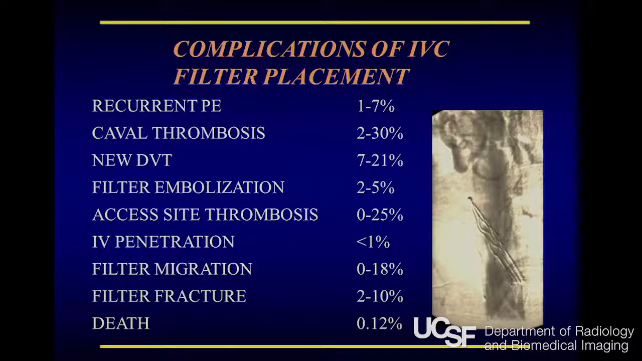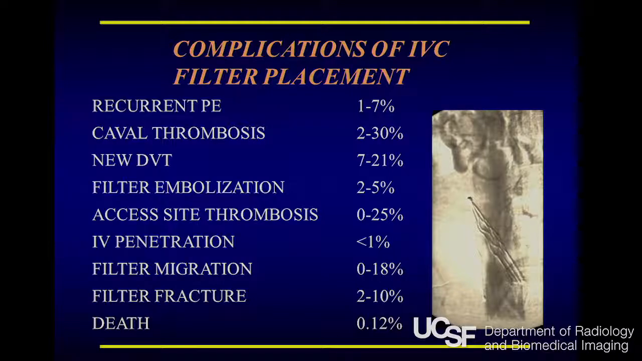There are numerous potential complications of filter placement. The major ones deal with thrombosis and filter movement or migration. And let's talk about thrombosis for a moment. When you look at the risk of caval thrombosis, it's all over the map, from 2 to 30%. And that seems odd. Why would there be such a range?